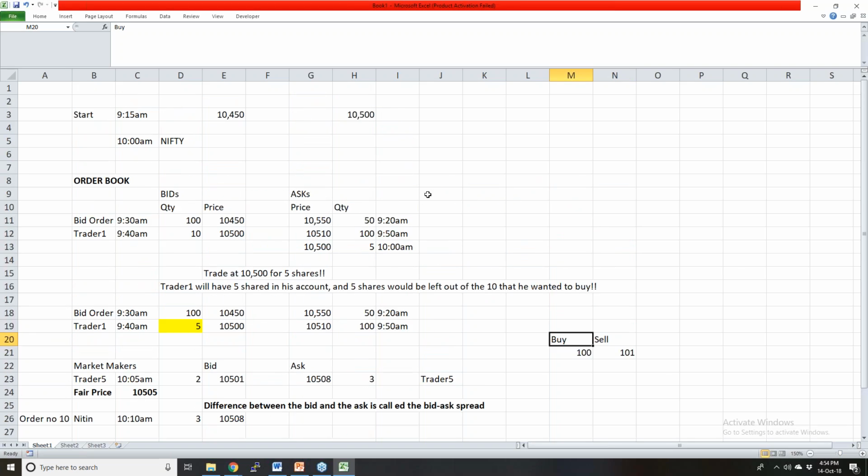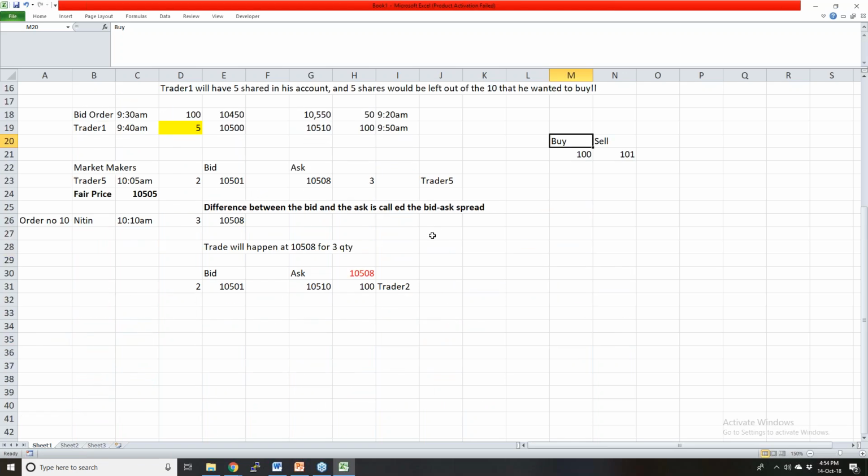So I will take the open and the close auction a little bit later. Let me just take this order book and how trades happen right now. Are not the bid and the ask market makers inflating the price? Not really, right? If the fair price is 10,505, if I want to buy it at 10,500 and sell it at 10,508, how am I inflating it? I want to sell it at a slightly higher price.